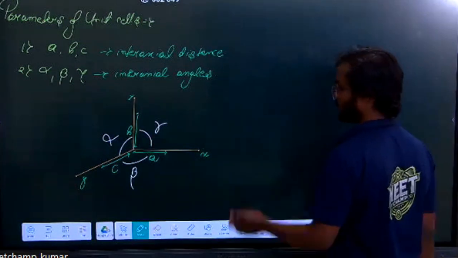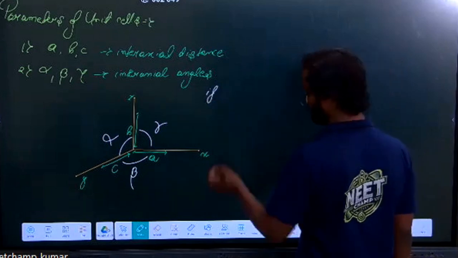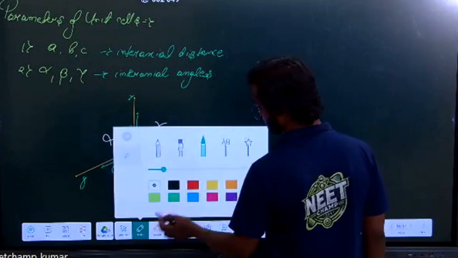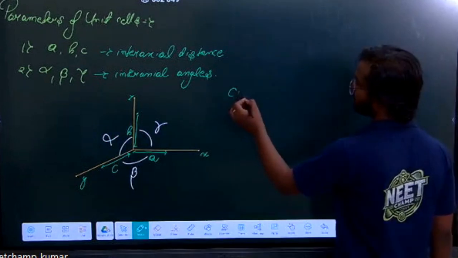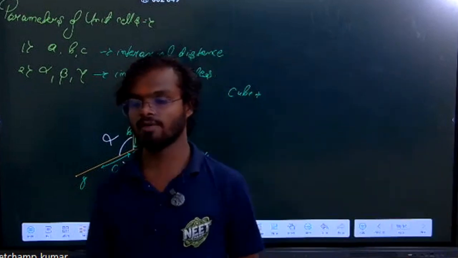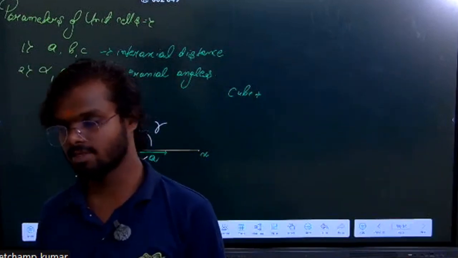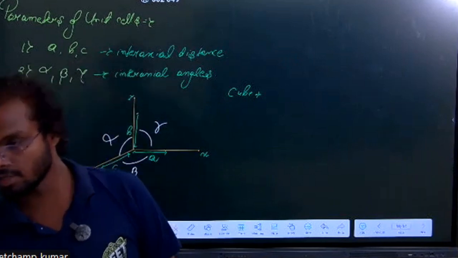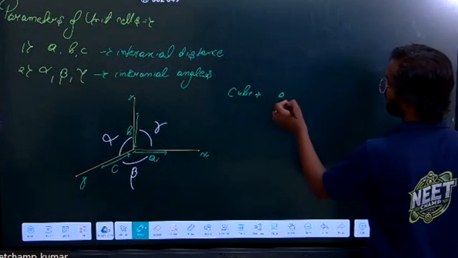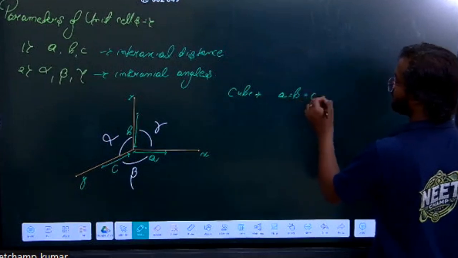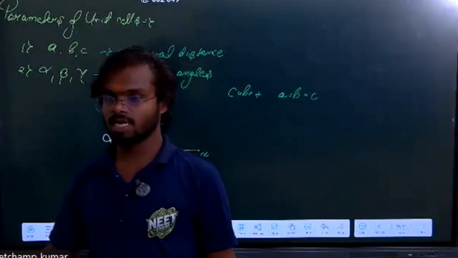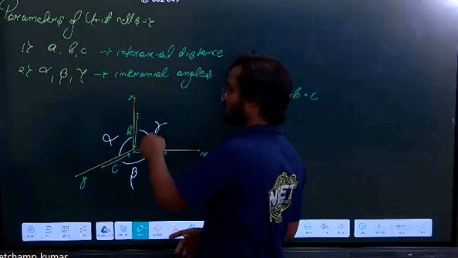Let me give you one example of how these are important. Are you able to connect it in a cube? What is the property of a cube? A cube has all sides equal to each other. So if I want to make a cube using these parameters, the first condition is a equal to b equal to c. The second condition is that all the angles will be 90 degrees.